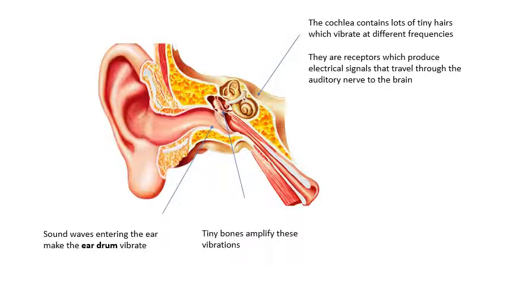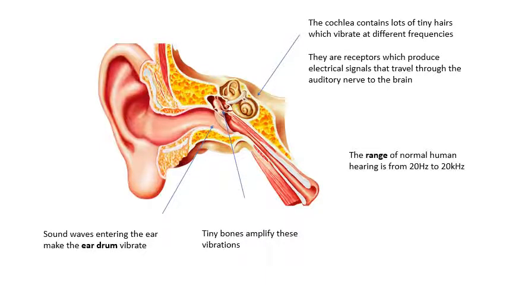And they are receptors. In biology, you'll learn about receptors. They produce electrical signals that travel to the brain through the auditory nerve. Okay, so it's a little bit about how the ear works. Basically, vibrations of sound in the air travel through solids, and this produces an electrical signal in the cochlea.